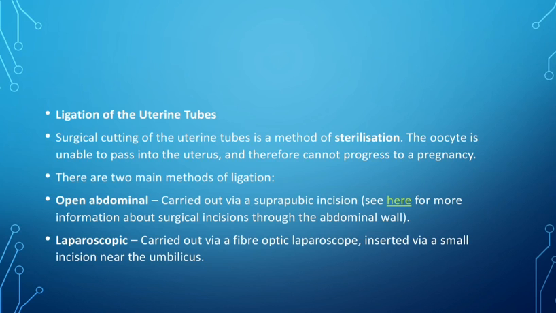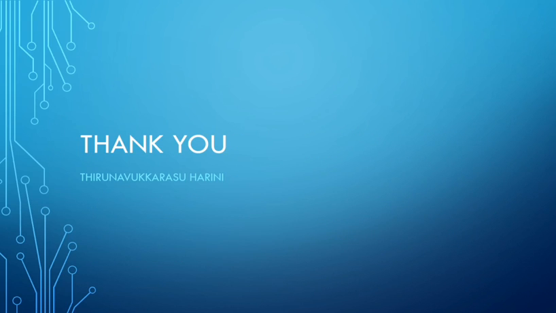There are two main methods of ligation. One is open abdominal and another one is laparoscopic. Open abdominal is carried out via the suprapubic incision in the abdominal wall. Laparoscopic is carried out via the fiber optic laparoscope, inserted via a small incision near the umbilicus.